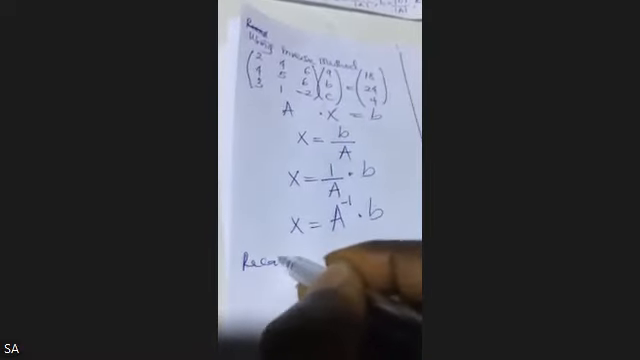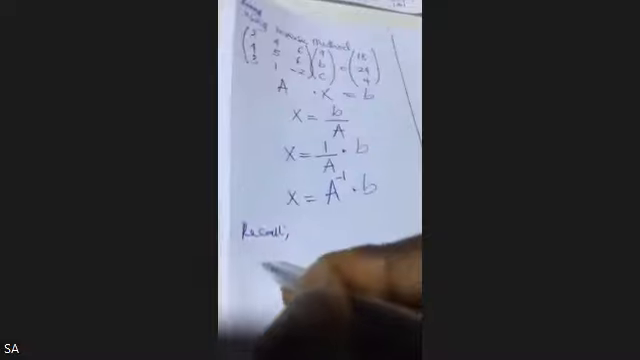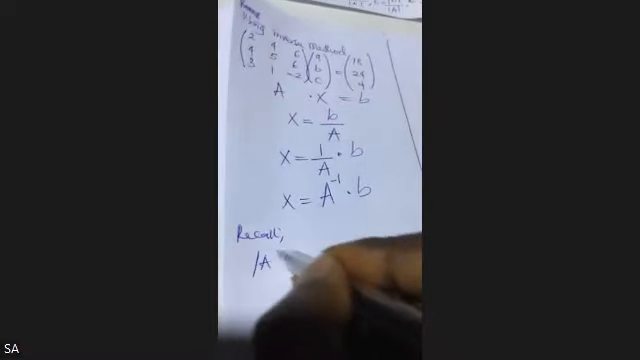So now, let's recall. We already know the steps. Our general determinant is what? The general determinant is 6. We've already done it. The next thing I need to do is to obtain the minor of matrix A.